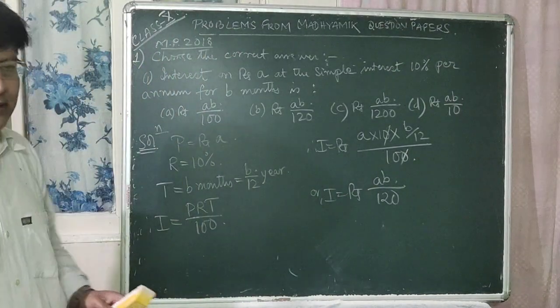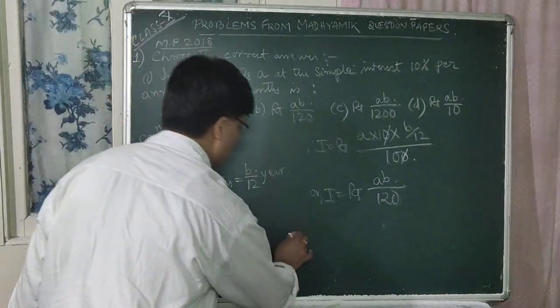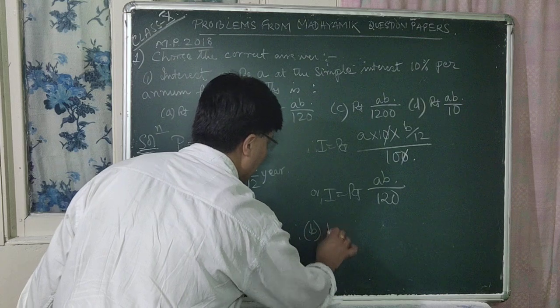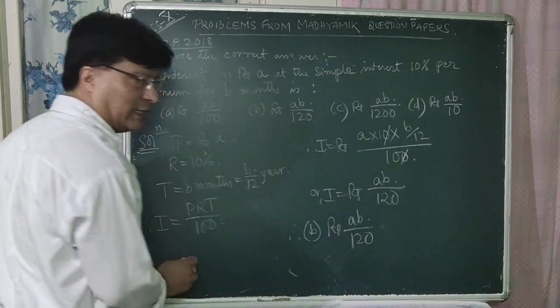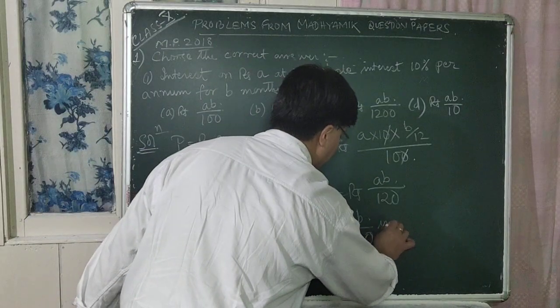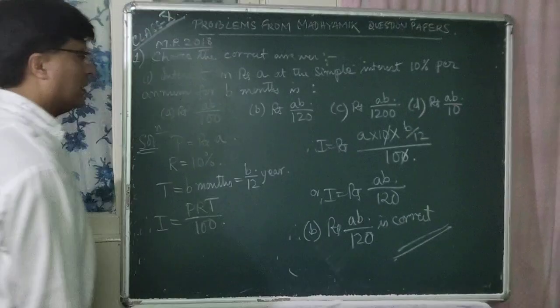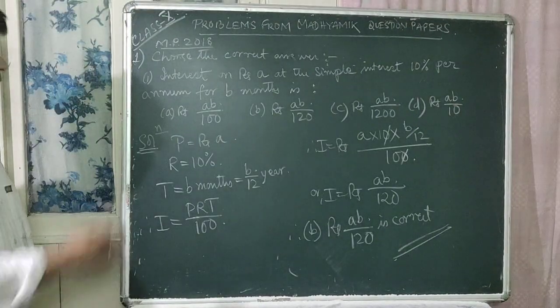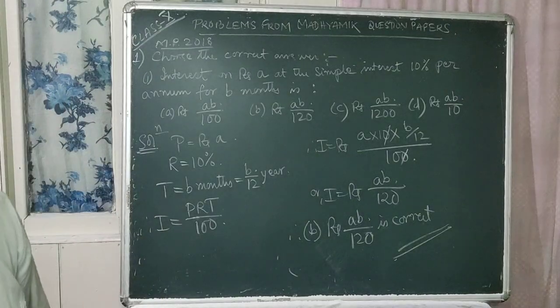So which is the correct option here? That is number B is the correct option. So therefore B, rupees AB by 120, is correct. So this is the correct answer. Okay, so you can copy it. So let's do the next question now.